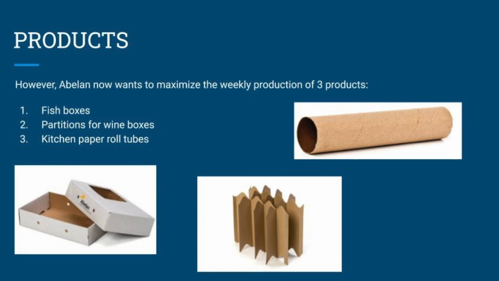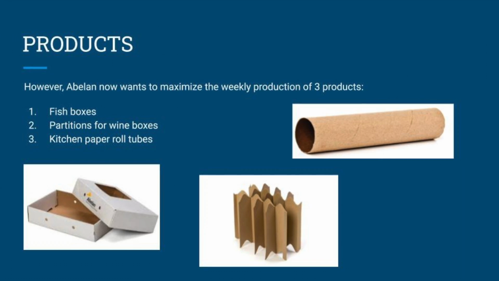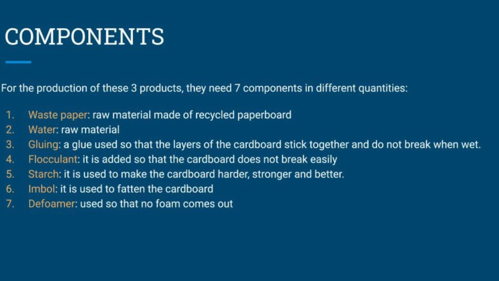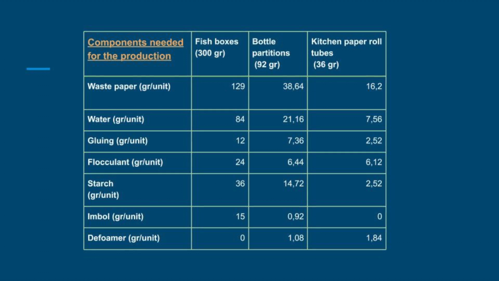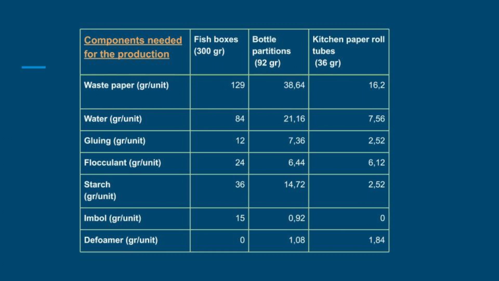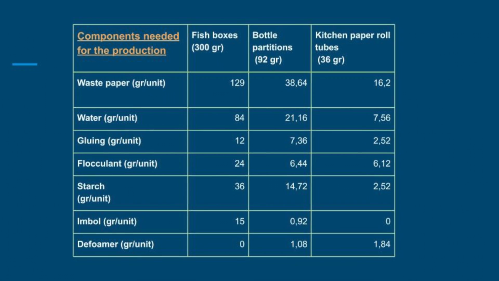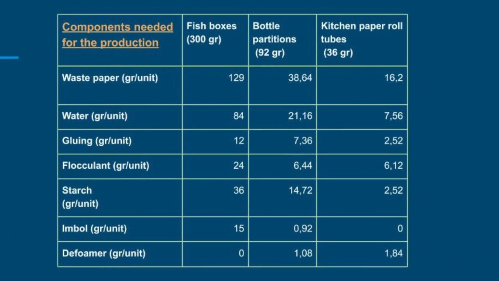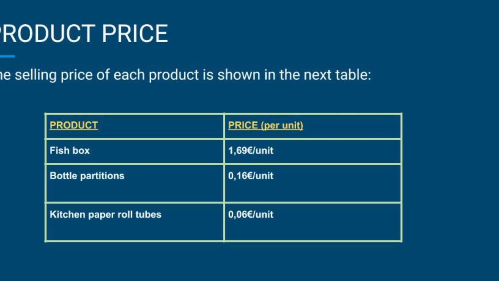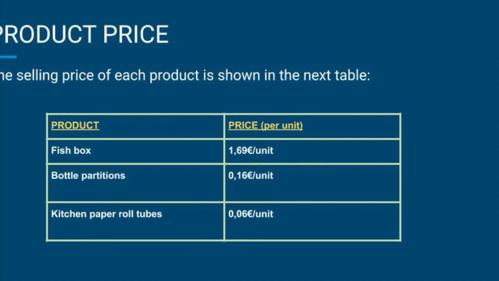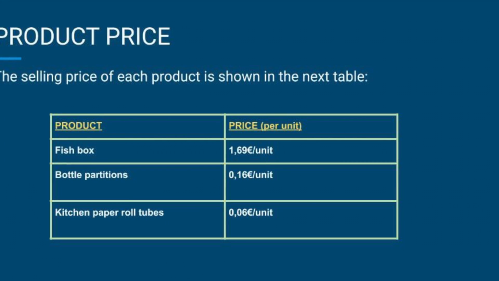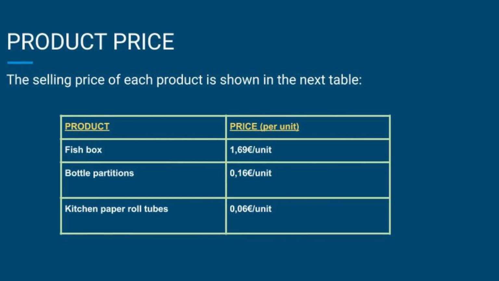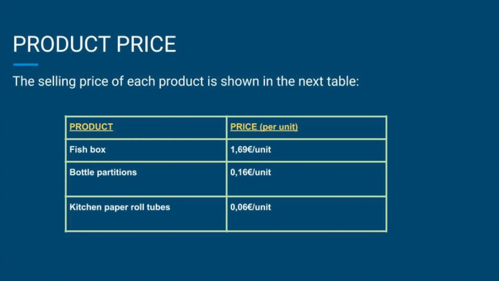To produce them, they use several components, each of them with a specific function specified in the PowerPoint, and in different quantities depending on the product. The first two correspond to raw materials, and the next five are chemicals. In this box are shown the quantities of the components for each product. The price for each product is €1.69 for the fish box, 16 cents for the border partitions, and 6 cents for the kitchen paper roll tubes.